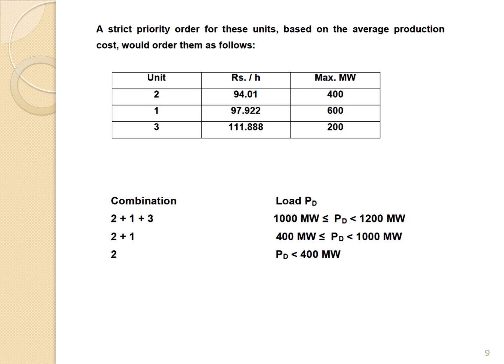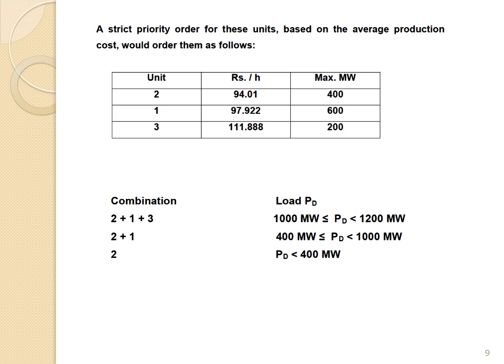Now, if you look at the lower side, suppose the loading combination is also given to us, and suppose the load is lying between 1000 megawatts to 1200 megawatts. So with this load demand, we can see that we need to load all the three units. So how the units will be loaded? The combination that has been written is 2 plus 1 plus 3, meaning that first the unit number 2 will be loaded, followed by unit number 1, followed by unit number 3. So in that order, the load will be supplied.